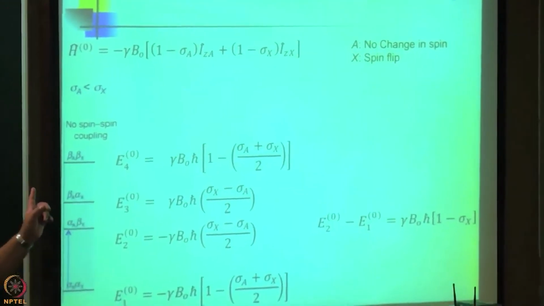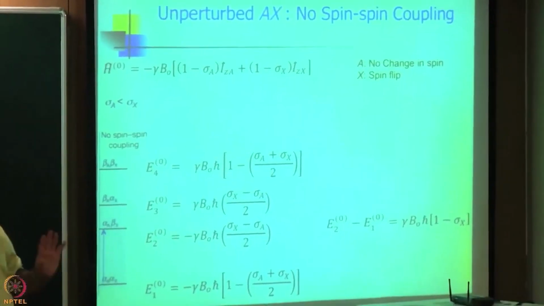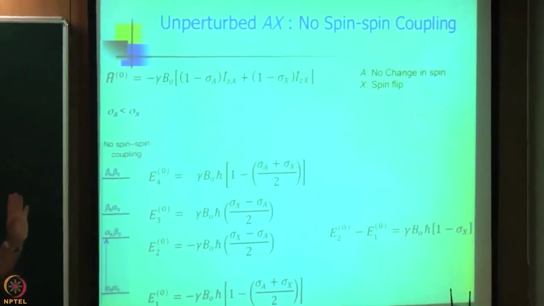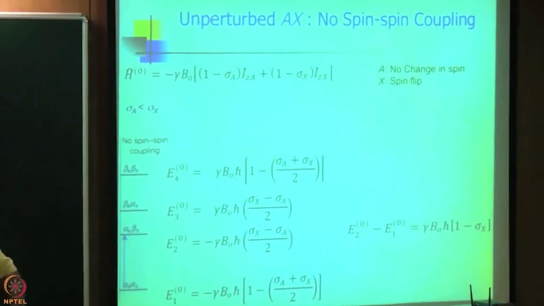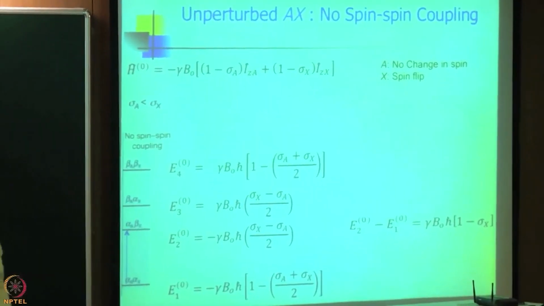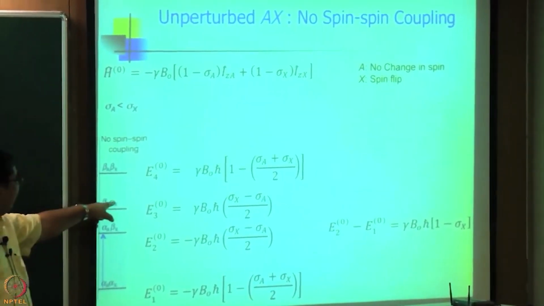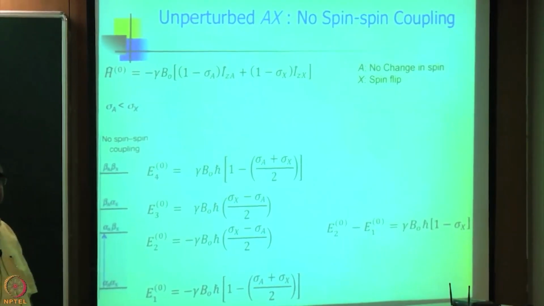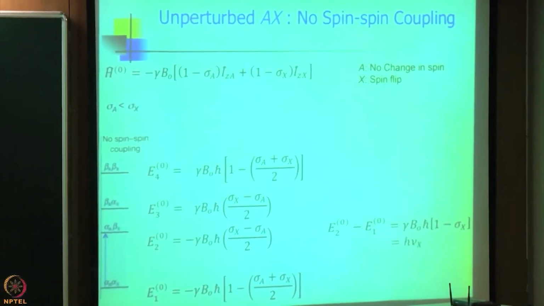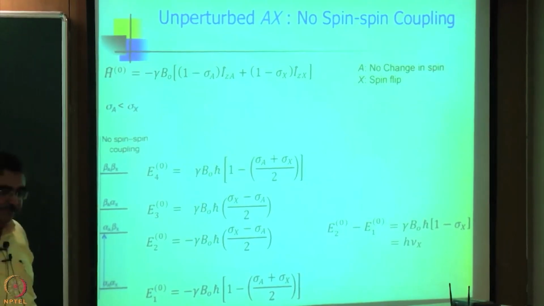Alright. Is there any other transition which has no change in spin of A and spin flip for X? What about beta A alpha X to beta A beta X? There also you have the same thing, isn't it? Okay, I forgot to write that h nu X.